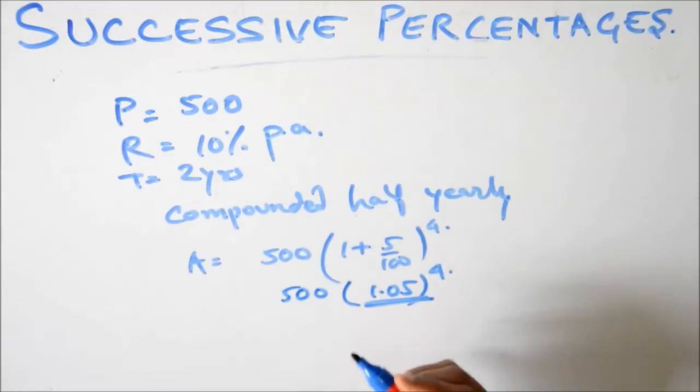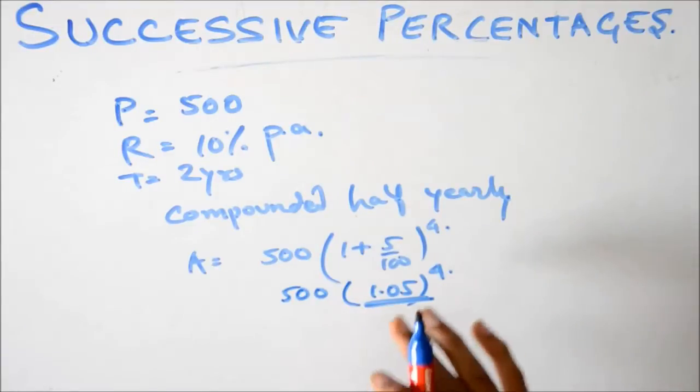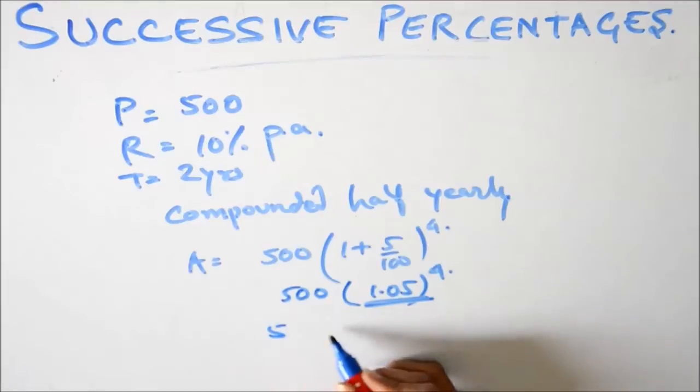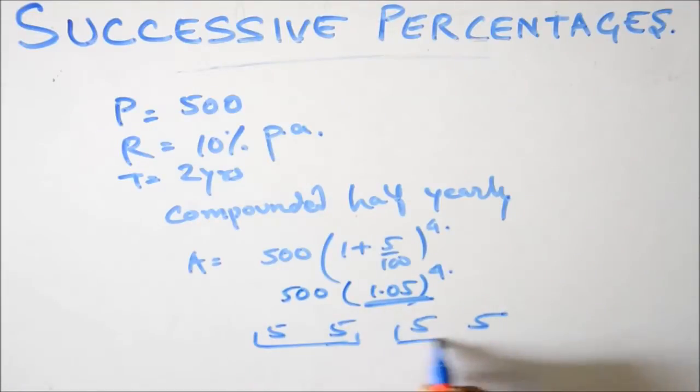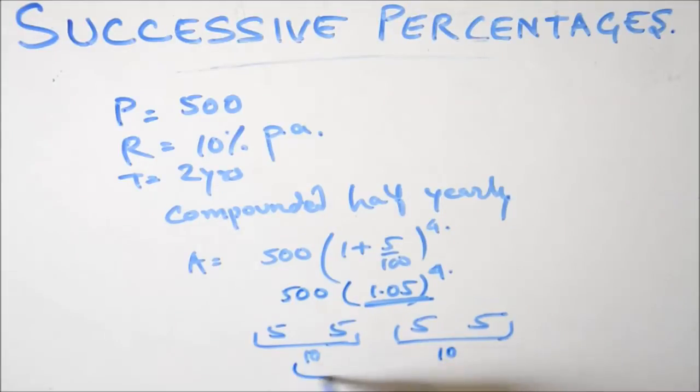So it will take a lot of lengthy calculations to actually do it. But instead, if you use the successive percentage technique, you can directly write this as approximately 10.25, this will be 21. So it should be greater than 21. It would be greater than 21.5 in fact.